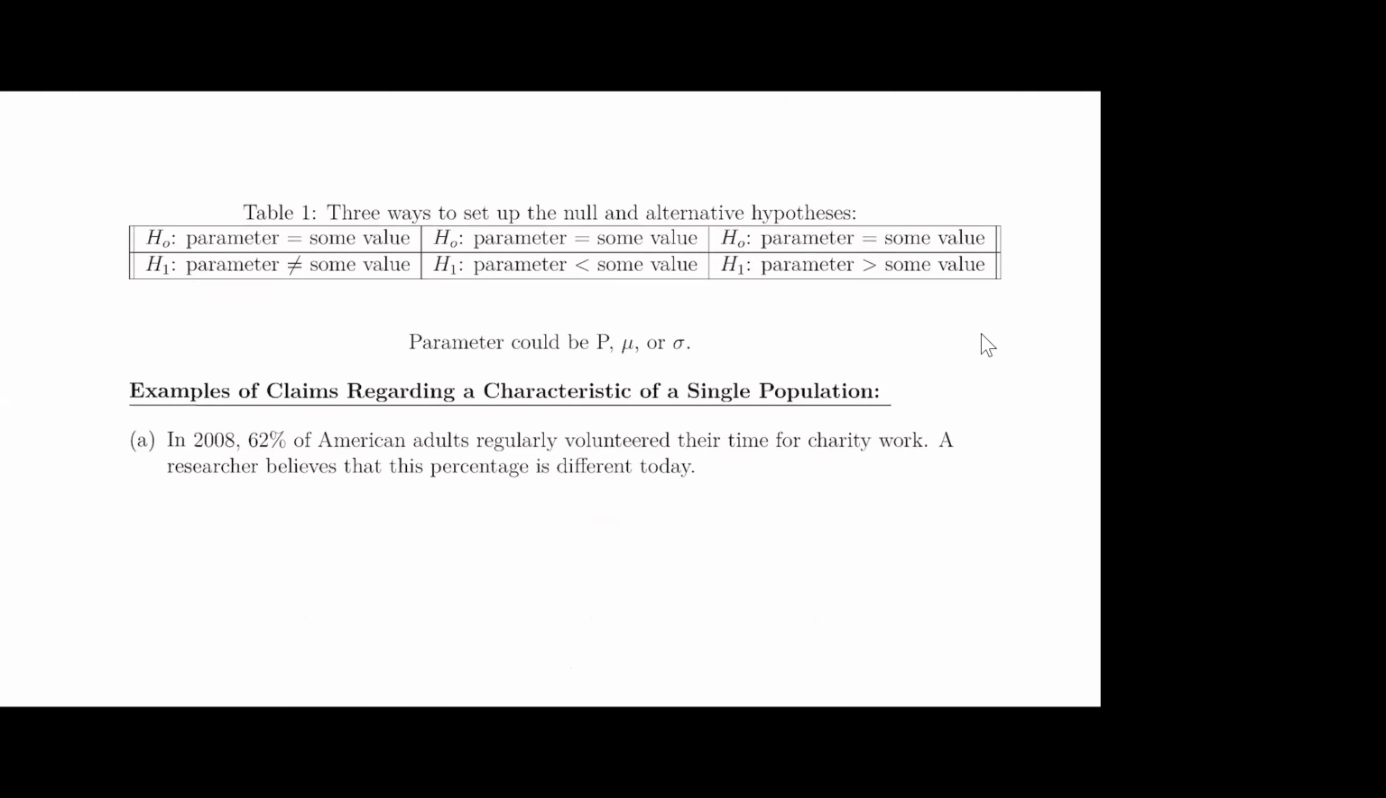All right, so let's go to page 2. I'm going to give you an outline of this entire chapter. For this entire chapter, we're going to be dealing with three different setups for the null and alternate hypotheses. So here's one of them.